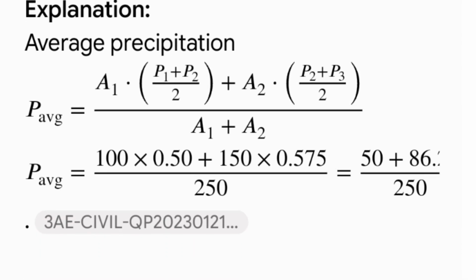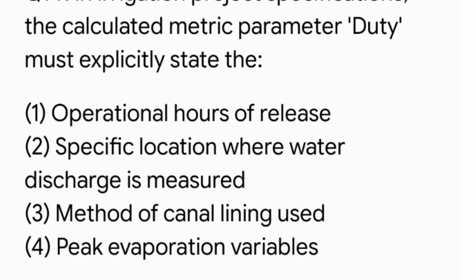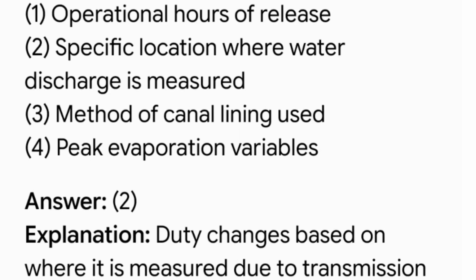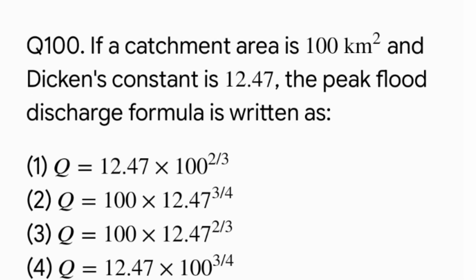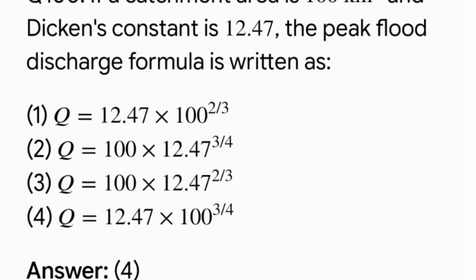Next question. In irrigation project specifications, the hydrological parameter must explicitly state the. Correct answer option 2. Specific location where water discharge is measured. Next question. If a catchment area is 100 km square and the Dickens constant is 12.47, the peak flood discharge formula is written as. Correct answer option 4. Q is equal to 12.47 into 100 to the power of 3 by 4.